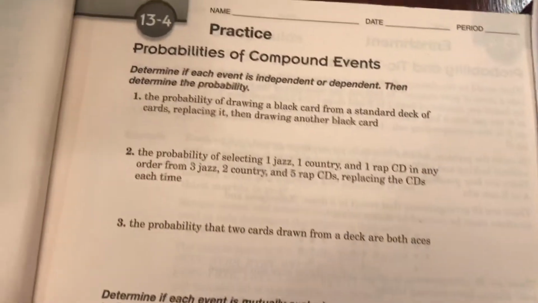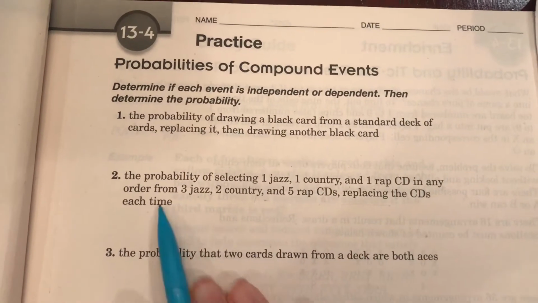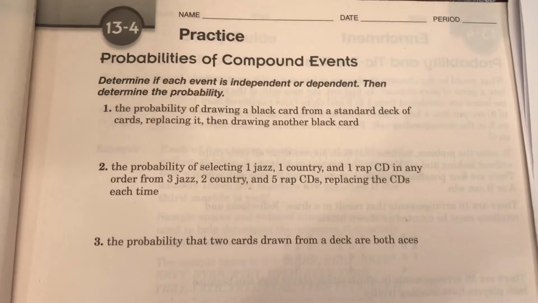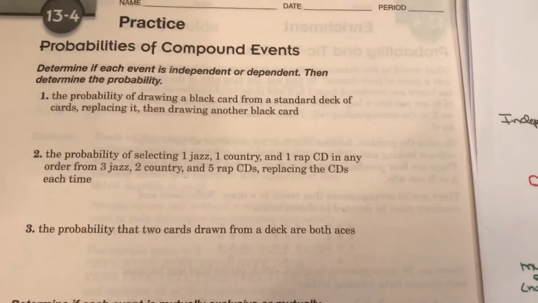Number 2 is a pretty hard problem. The probability of selecting one jazz, one country, and one rap CD in any order from 10 total CDs. And you are replacing the CDs each time. This is the way I did this.